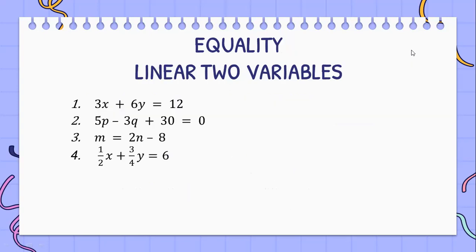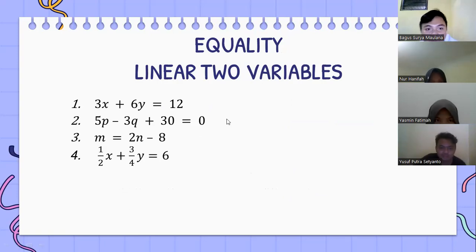Then, for the linear equation of two variables, maybe some of you can give an explanation of which is the variable and which is the coefficient. Okay, for number 1, maybe the coefficient and then the variable for the linear equation of two variables.